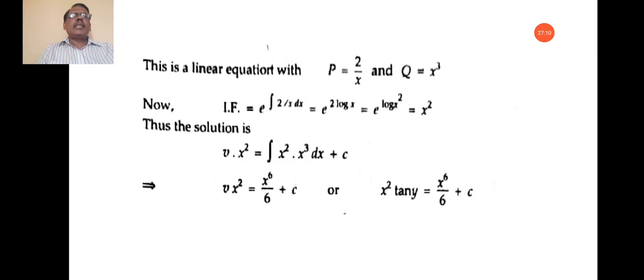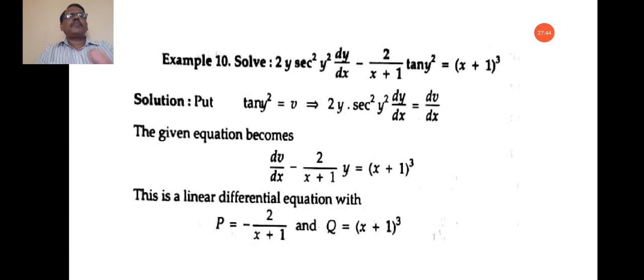So now the integrating factor is e to the power of integral of 2 by x dx, e to the power of 2 log x, which is equal to e to the power of log of x square. e and log cancel, x square. Therefore the solution is given by v into x square is equal to integral of x square into x cube dx plus c, or v into x square is equal to x to the power of 6 by 6 plus c, or x square into v, that is tan y, is equal to x to the power of 6 by 6. This is the solution of the given differential equation.